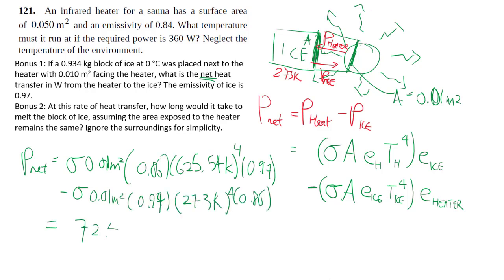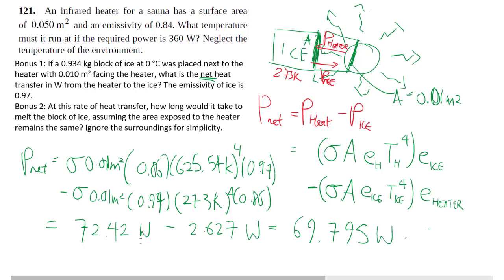So you can see that, yes, while the ice does put some heat transfer back to the heater, the heater does a lot more because you've got the temperature to the fourth power. So the net rate of heat transfer is 70 watts. Depending on how different these two temperatures are, it would be a significant error in neglecting the radiation of the ice.